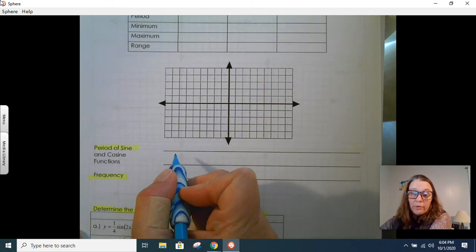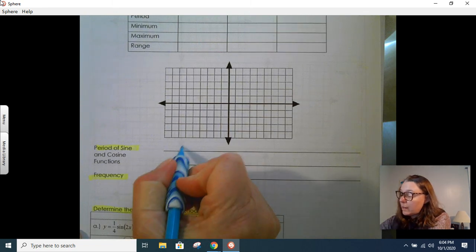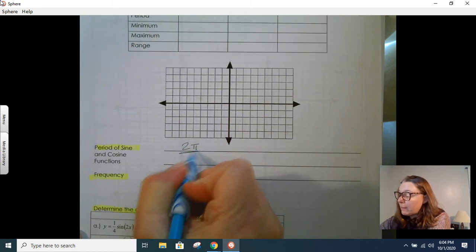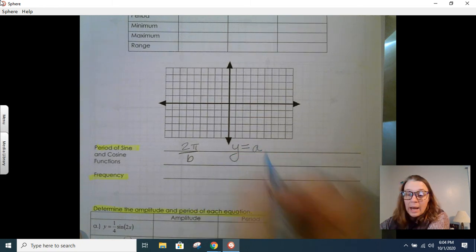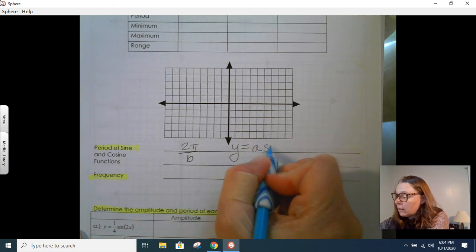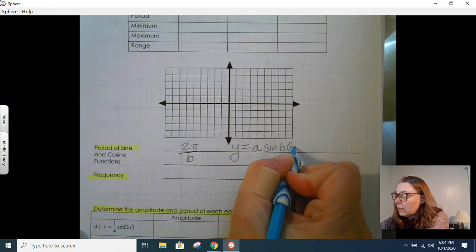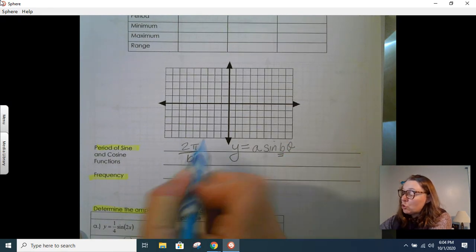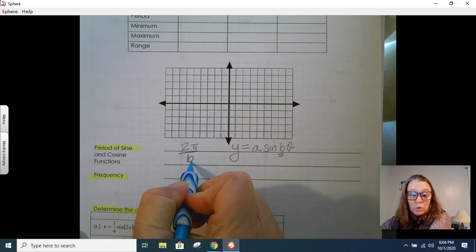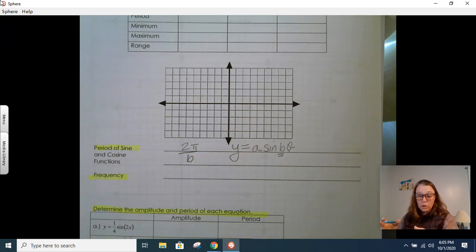But if we wanted to find it for anything when we're multiplying, it's going to be 2 pi divided by our b value. So if our equation is of the form y equals a times sine or cosine of b times theta, this b value that's being multiplied by the angle, we're going to do 2 pi divided by that number. So 2 pi is the period of our parent function, and then divide by b if we have a multiplier.